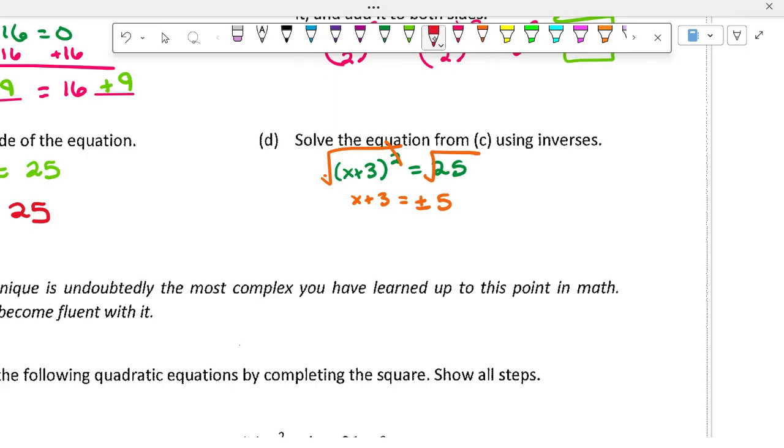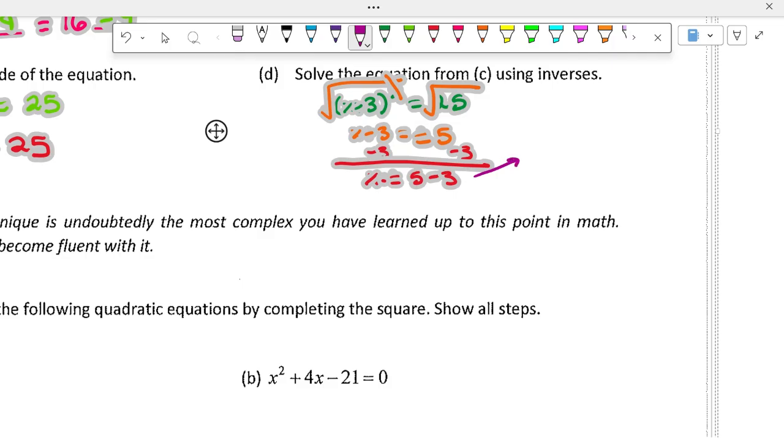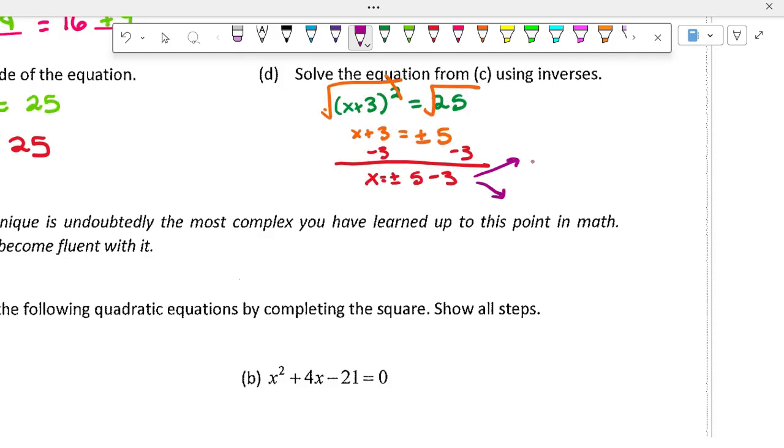Now what do I do? Minus the 3. So I have x is equal to plus or minus 5 minus 3. And I'm not done yet. What do I have to do finally? Right, I've got to separate them into the positive version of 5 minus 3 and the negative version of 5 minus 3. What's 5 minus 3? 2. Negative 5 minus 3? Negative 8. So x is equal to the set of negative 8 and 2.